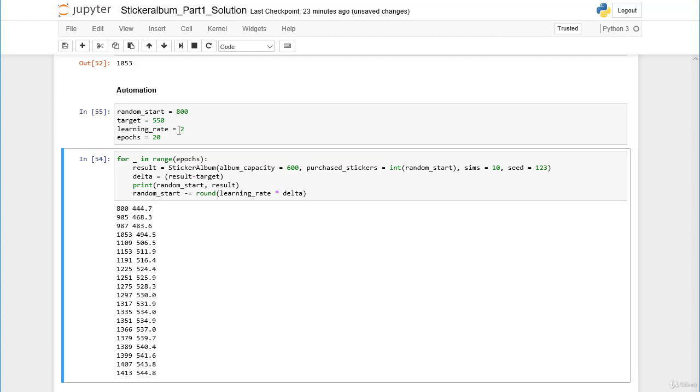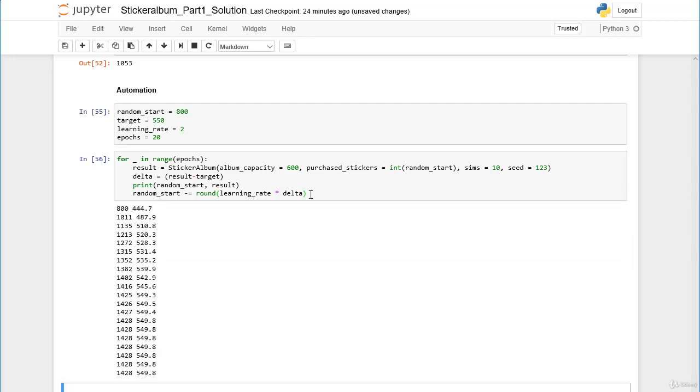By increasing the learning rate, we increase the magnitude by which random start will be adjusted. So I would expect that our adjustments will be a bit larger. The first adjustment was an increase from 800 to 905. If we increase the learning rate, which is multiplied with delta, then I would expect our algorithm to be faster in the end, and we can just check it.